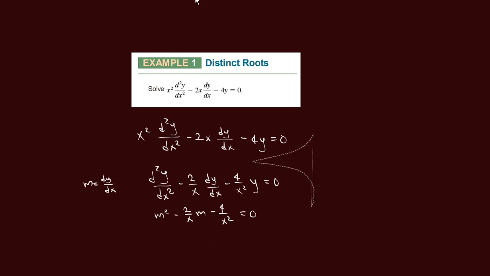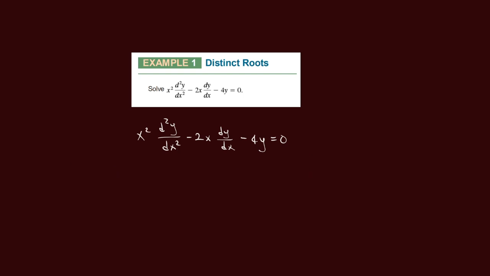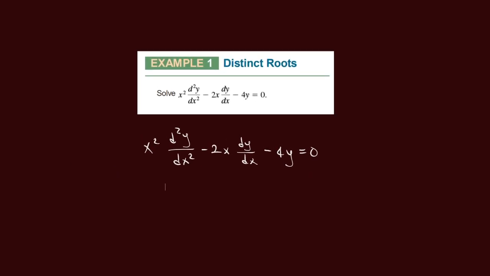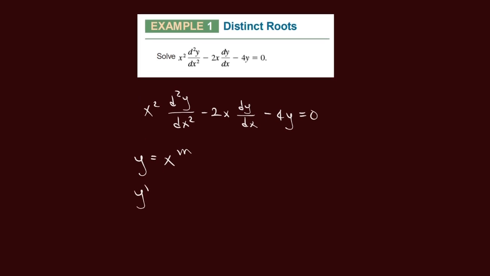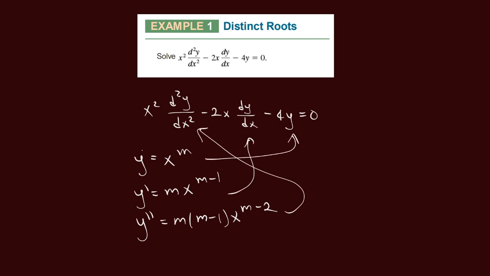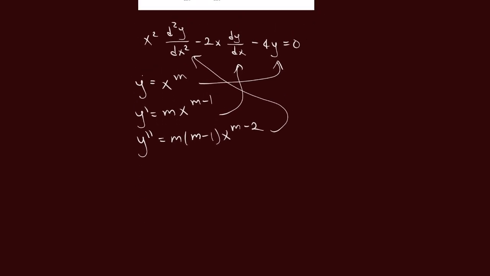So what we're going to do is get rid of all of this, and we're going to use Cauchy's and Euler's equation, where we set y to be equal to x to the power of m. The derivative of that will be m times x to the power of m minus 1, and the second derivative will be m times m minus 1 times x to the power of m minus 2. So we plug this into here, this into here, and this into here. So we should get the following.